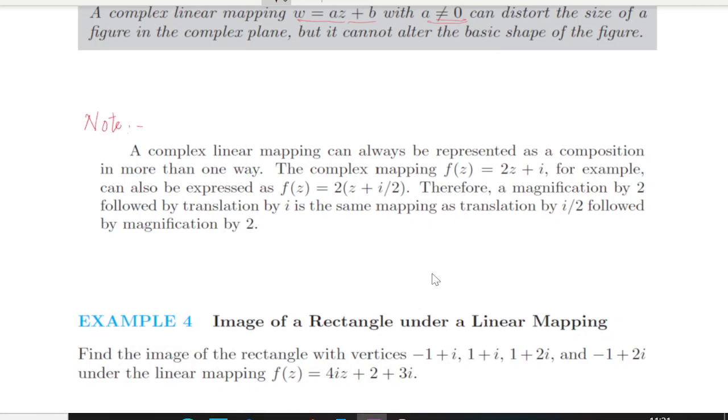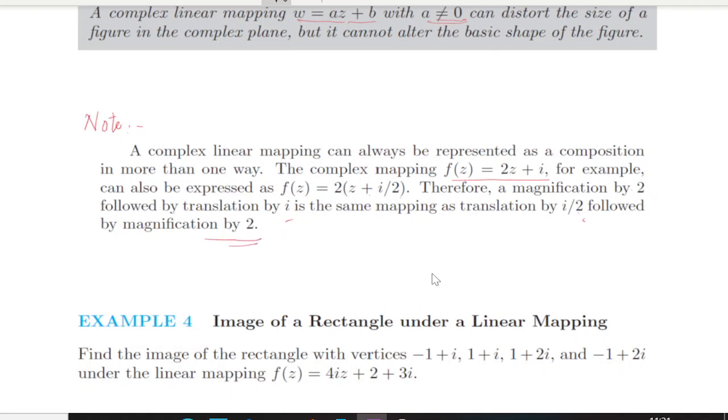A complex mapping f of z equal to 2z plus i. This can also be written as f of z equal to 2 into (z plus i by 2). Therefore, a magnification by 2 followed by a translation by i is the same mapping as a translation by i by 2 followed by a magnification by 2.